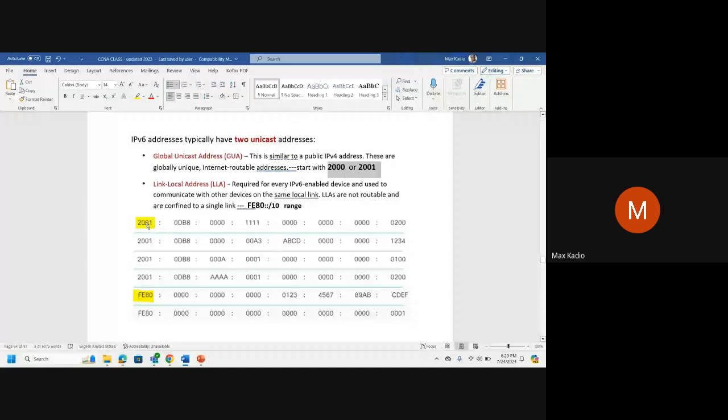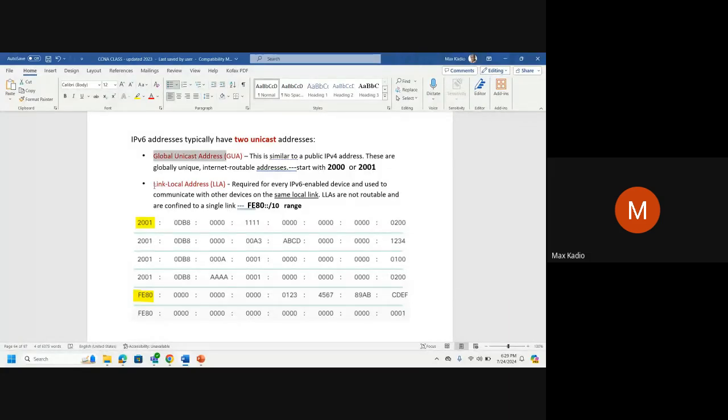Yeah, so these are the two types of IPv6 addresses that we study. The global unicast starts with 2000 or 2001, like here. If you see an address starting with 2000 or 2001, it means it's a global unicast address. So these are some examples: line 1, line 2, line 3. These are some examples of IPv6 global unicast addresses.